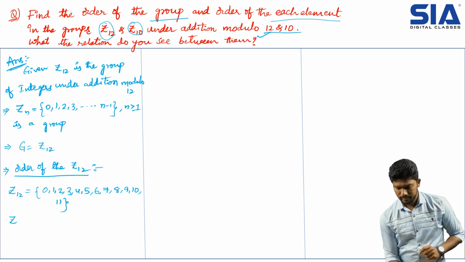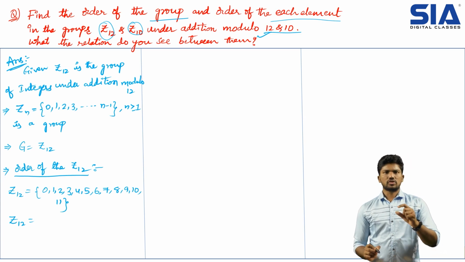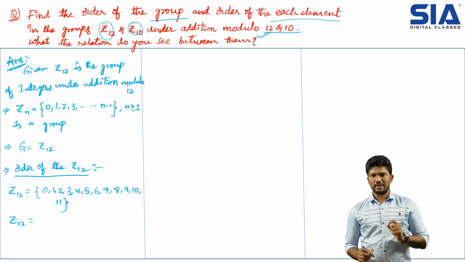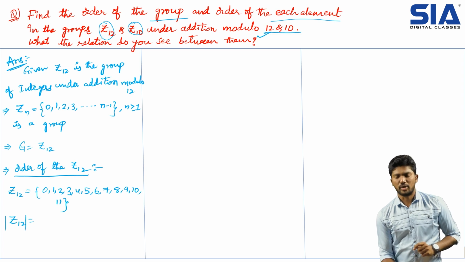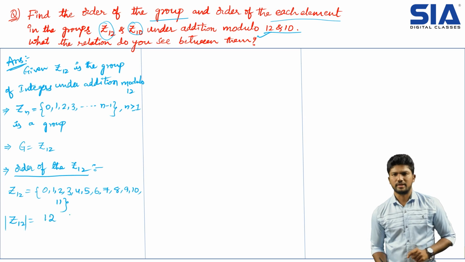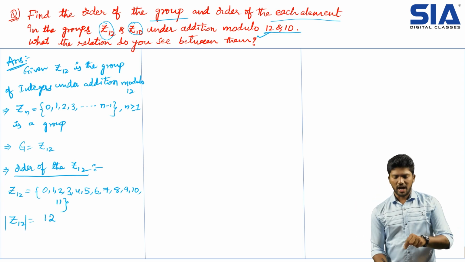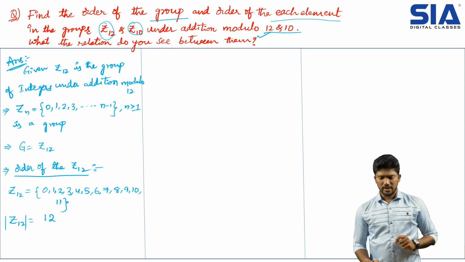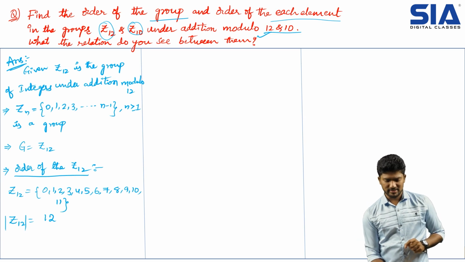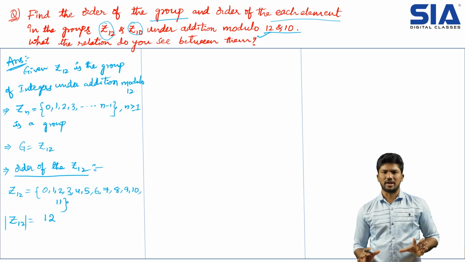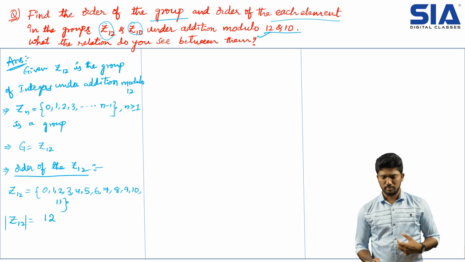If you count them in Z12, including 0, you will get 12 elements. Therefore, the order of Z12, that is mod Z12, is equal to 12 because there are 12 elements. So this is the order of the group Z12. Now we are going to find the order of each and every element. Here we have 0, 1, 2, 3 up to 11. So now we have to find the order of the element under addition modulo.